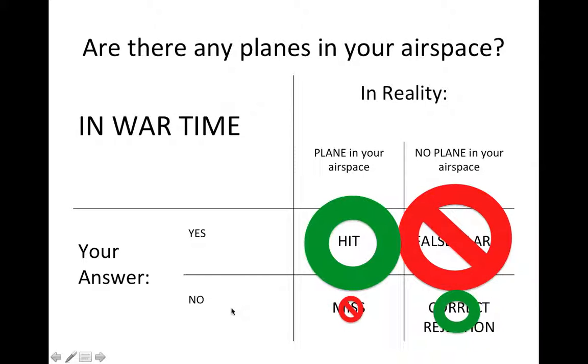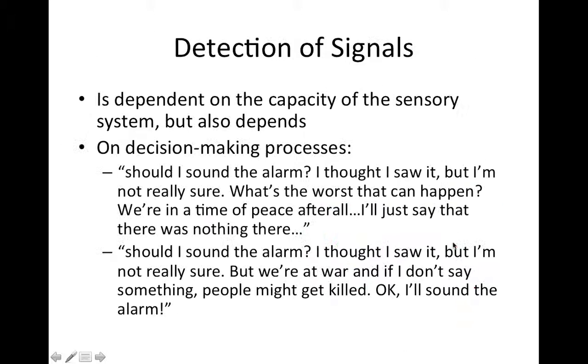Now, in wartime, this situation might completely change. If there is a plane in your airspace, you're definitely going to see it, and there's a very small probability that you will miss. Likewise, you probably will have an increase in false alarms. That means that there's no plane in your airspace and you say there is one. This is what we might call crying wolf. But in a time of war, it might be important.